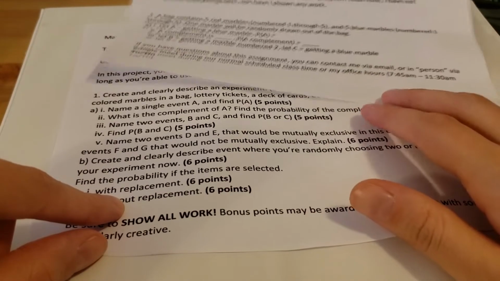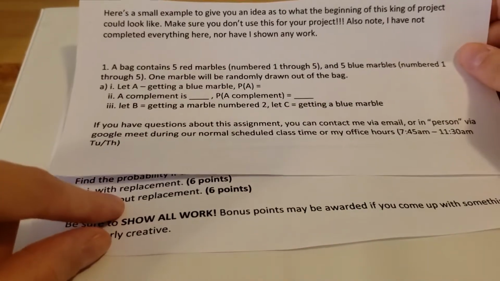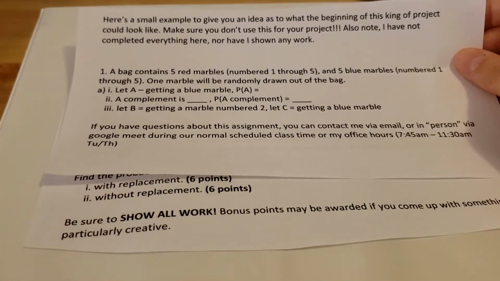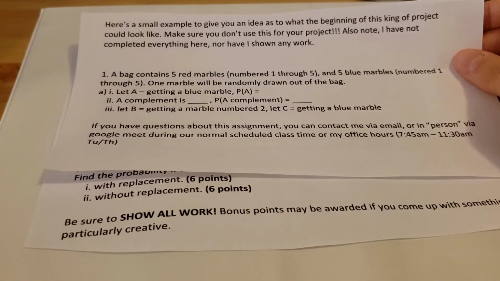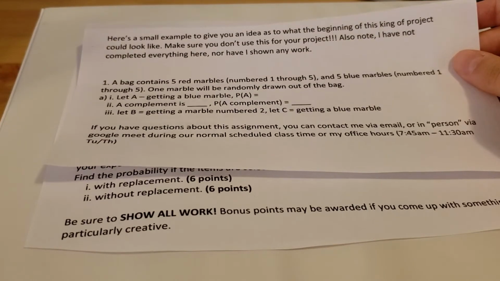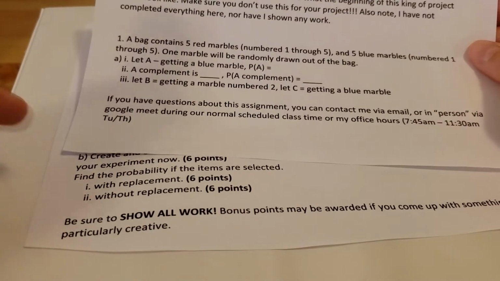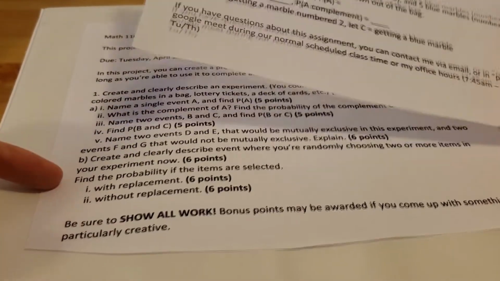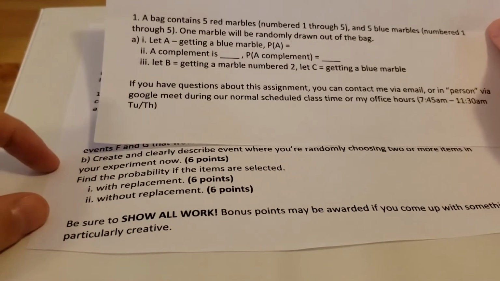Let's say you're picking 2 marbles, find the probability that both of them are blue with replacement, find the probability both of them are blue without replacement. Or maybe we want to say find the probability the first one has the number 5 on it, and the second one has number 4 on it with replacement, and then without replacement. So you would just say we're picking 2 or more items. You could also do 3 or 4 or as many items as you want for part B.